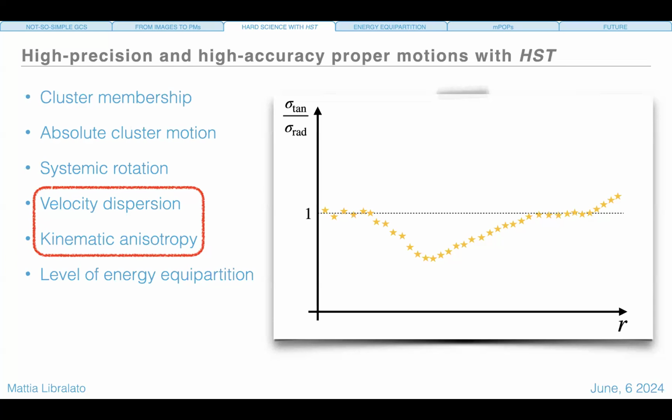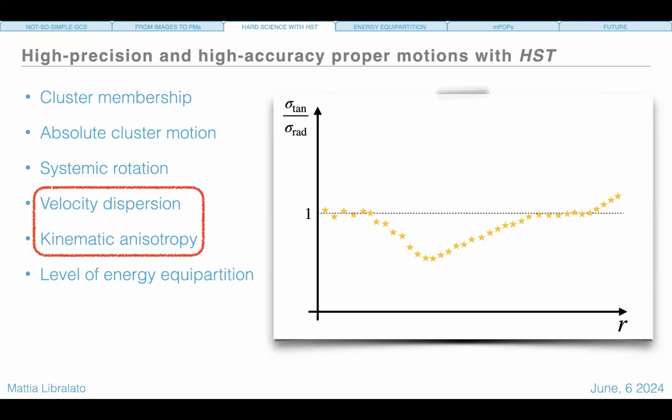It reaches a peak, and then it starts to decrease again. And in these outer regions, the stars become isotropic or even slightly tangentially anisotropic. This is due to the interaction with the surrounding galaxy. When you are very far from the center, the cluster feels the tidal field of the host galaxy most strongly.